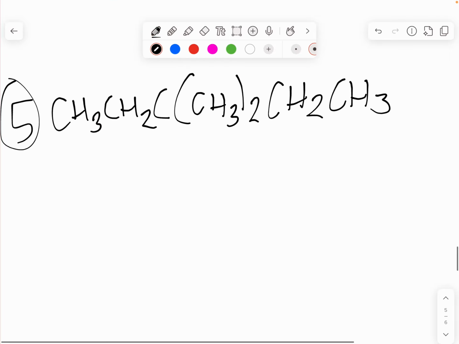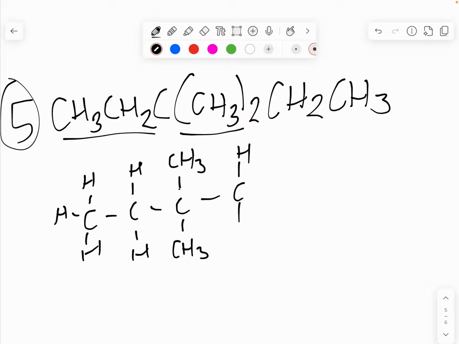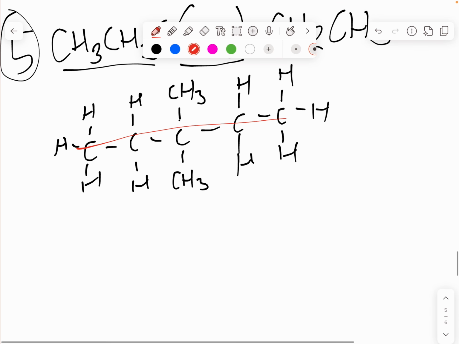Right, for the last one, we have CH3. Then we have our CH2. Then we have a C. Then we have 2 alkyl groups, so it's 2 separate alkyl groups, right? And these are both methyl, so it's CH3 here, CH3 there. Then we have a CH2 and a CH3. First thing we do, identify the longest continuous carbon chain. It's 5, right? Then we do our suffix, which is the homologous series.